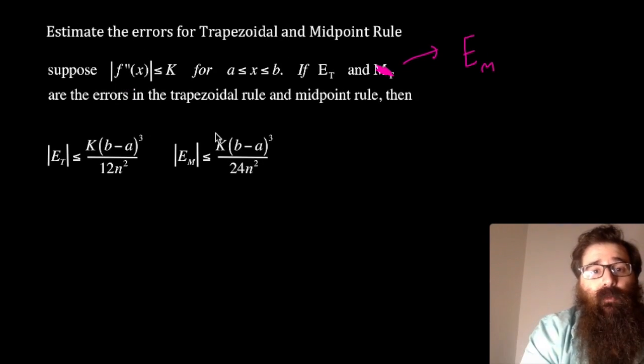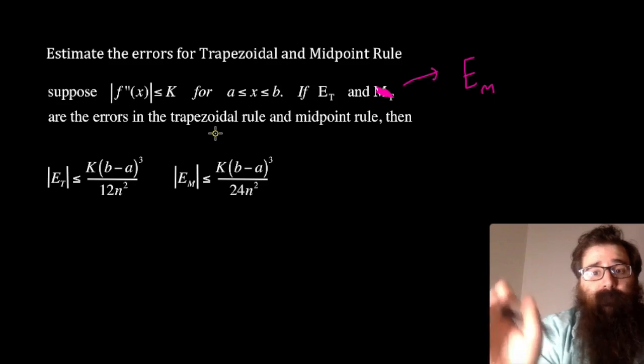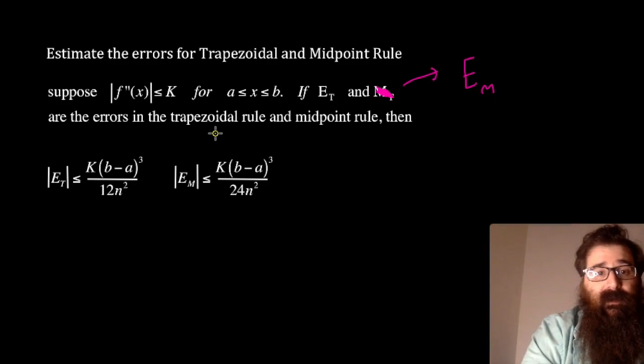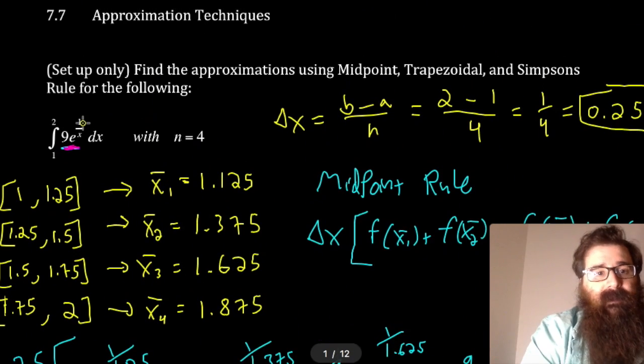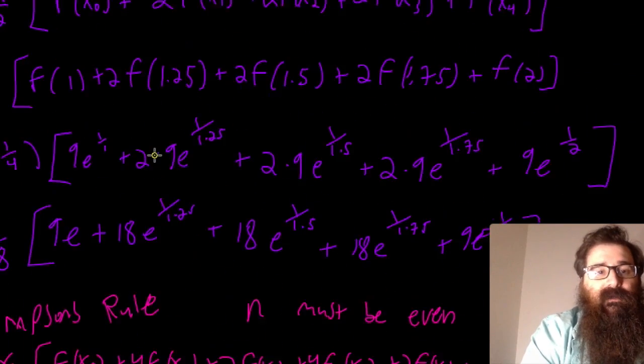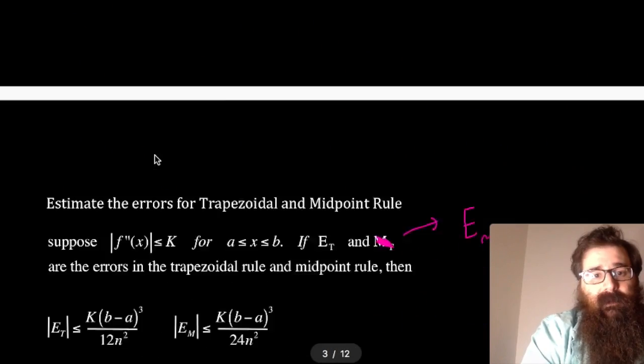The examples that we're looking at for this are going to pertain to the previous problem that we just did. So this problem here, because we have to be talking about some problem, some application, and the function that we had, let me actually write down all the information. It was the integral from 1 to 2 of 9e to the 1 over x.